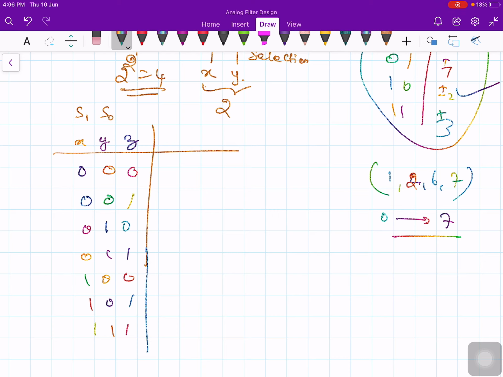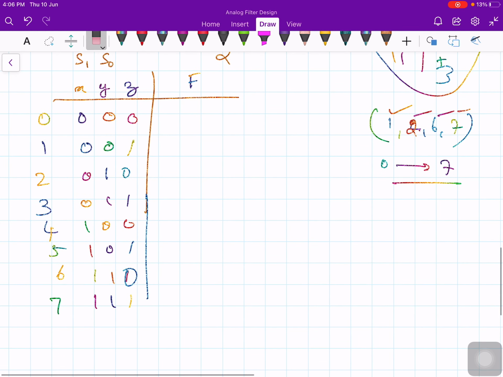So it's 8 combinations. Now my output is going to be 1 2 6 7. Okay, 0 1 2 3 4 5. Oh my god, 1 1 0. This is 6 and 7. 1 1 0. Sorry, 1 1 1 1.